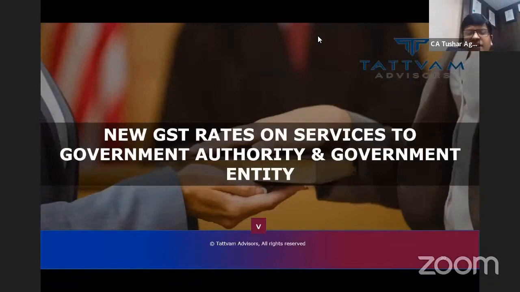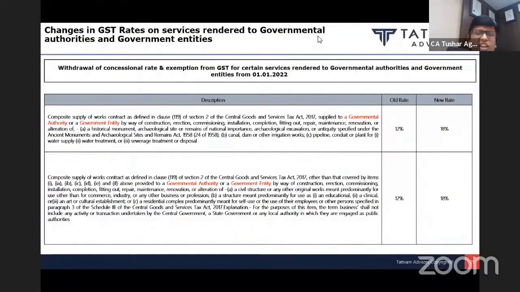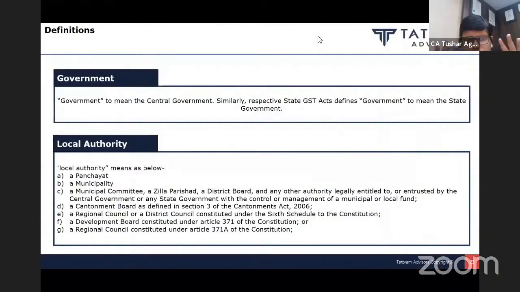Moving on to the next amendment: change in GST rates in respect of services provided to governmental authority and government entity. Friends, under GST law, there are 4 kinds of recipients. First is government, like the Delhi government. Second is local authority. There is a complete definition of local authority, and local authority is more in the nature of municipalities, or an authority which is governing, controlling and managing the municipal funds, more like a municipality.